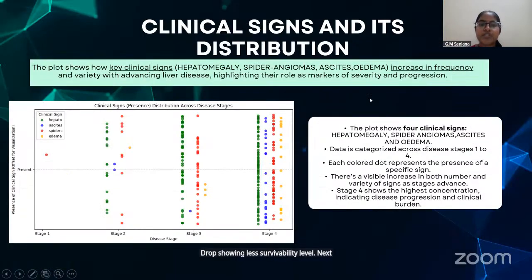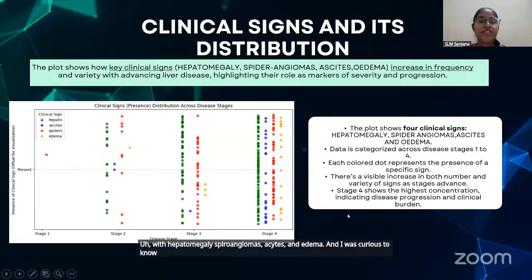Next, I was curious about the clinical signs: hepatomegaly, spider angiomas, ascites, and edema. I wanted to know the frequency of them as the stages progress.